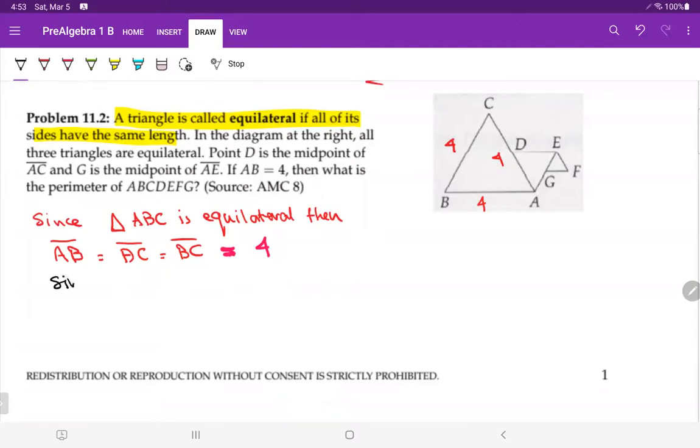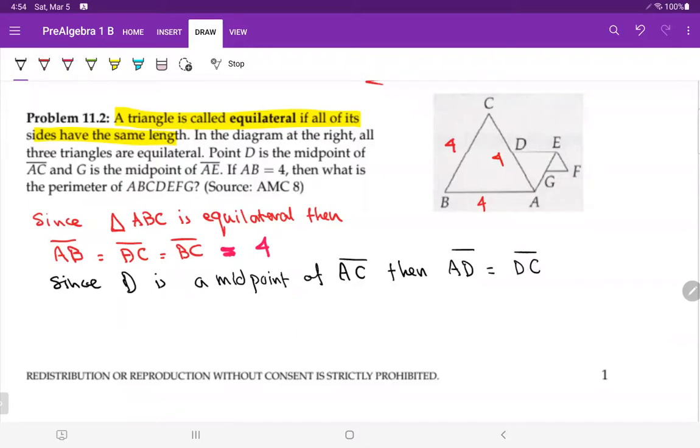Since D is a midpoint of AC, then AD is equal to DC, right? So from here to here is equal to this segment. So this is 2, this is 2, which is 2 here.